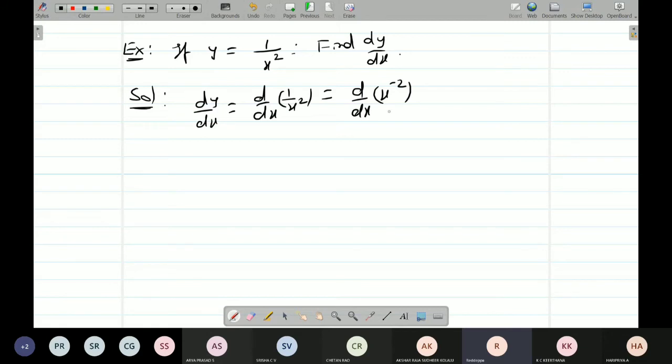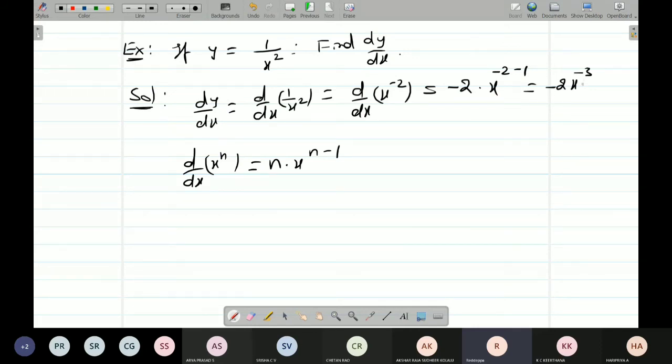You have to write this every time so that you remember it. At any time you should be able to tell that rule, the Power Rule. According to the Power Rule, d by dx of x power n is equal to n into x power n minus 1. In place of n, you have minus 2 now. So this is equal to minus 2 into x power n minus 1, and in place of n we have minus 2. So minus 2 minus 1 becomes minus 3. So it is equal to minus 2 into x power minus 3.